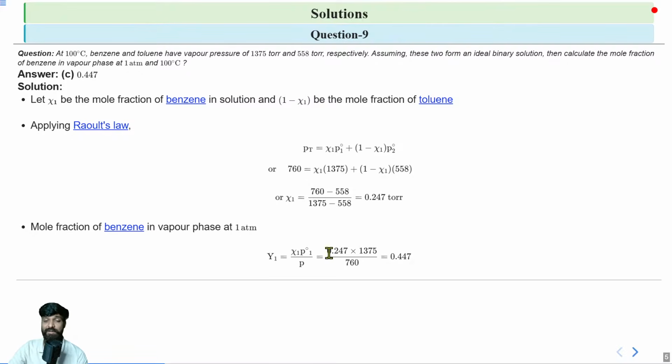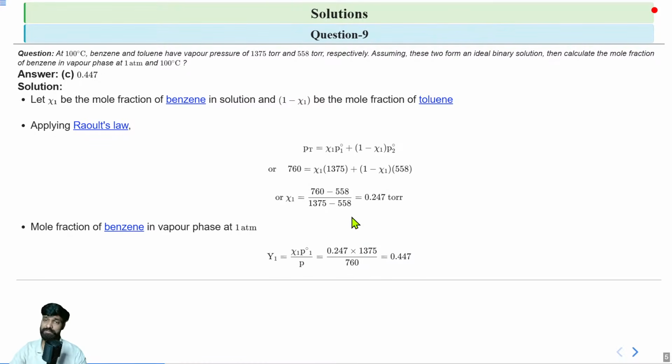We use that formula here and we will substitute the values accordingly to get it as 0.447. Because here the mole fraction of benzene is to be calculated in the vapor phase and not in the solution phase. Any doubt in this one? So this is the total pressure and this is the pressure of P1, which is chi1 P1 naught.